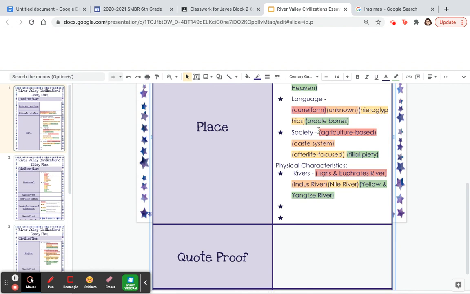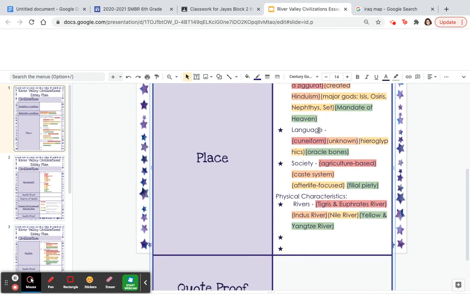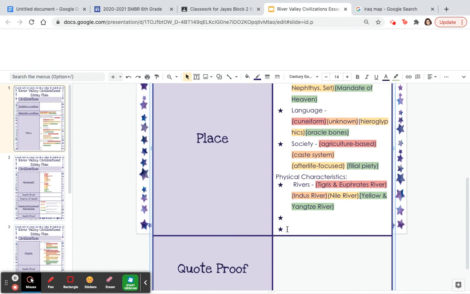Now, I have already listed these for you, and you may steal. The thing you will need to work on is fill in the last 2 stars of place, because a physical characteristic that I give you are rivers, such as the Tigris and Euphrates in the Mesopotamians, Indus River for Indus River Valley, the Nile River for Egypt, and the Yellow and Yangtze River for China. Looking at your map in your notebook, go ahead and list 2 more different types of landforms. This can be deserts, mountains, plateaus, oceans. I can't think of seas. Go ahead and find 2 more.